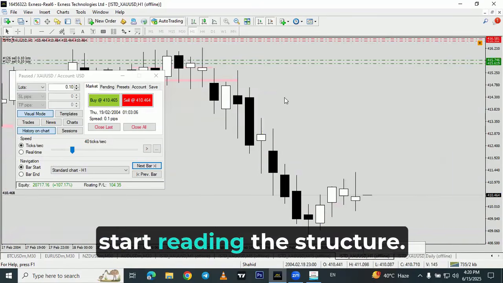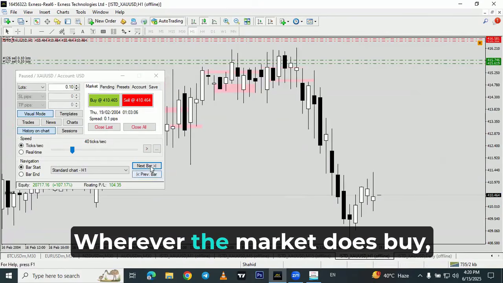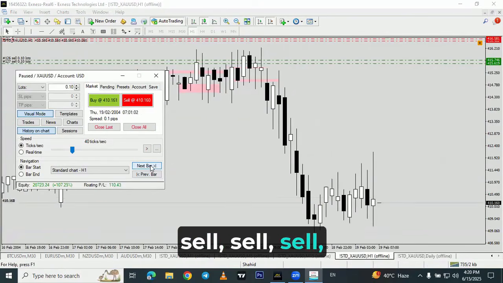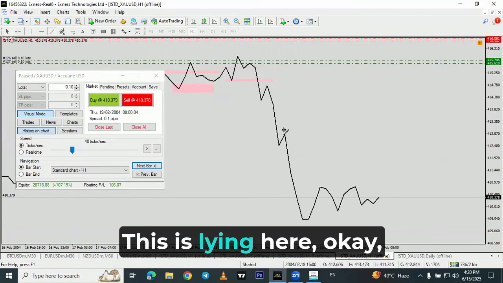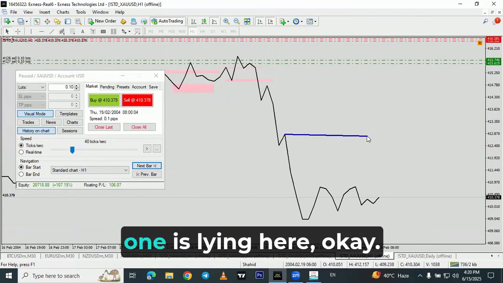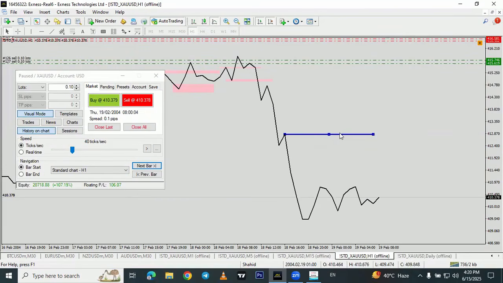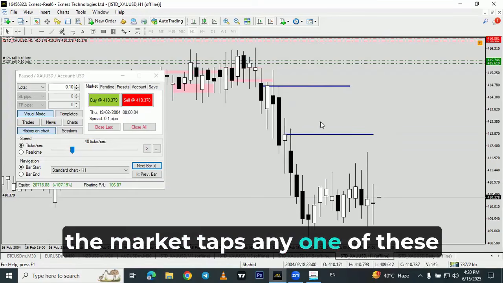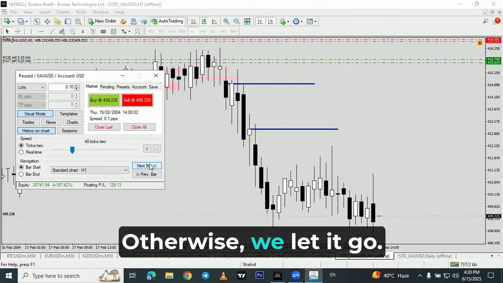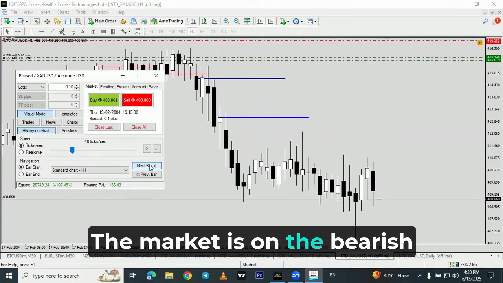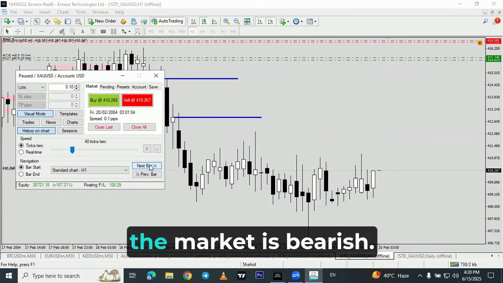So here start reading the structure. Wherever the market does buy, sell, you simply see where its range liquidities are lying. This is lying here, okay? And besides this, one is lying here, okay? If the market taps any one of these and changes the structure, we will set it again. Otherwise, we let it go. The market is on the bearish side, okay?